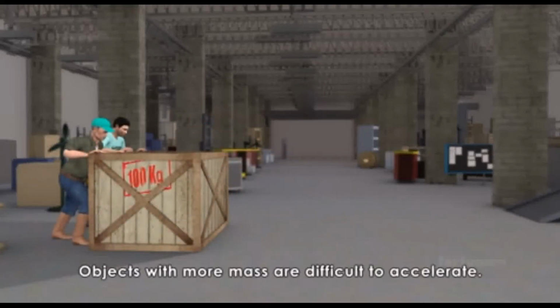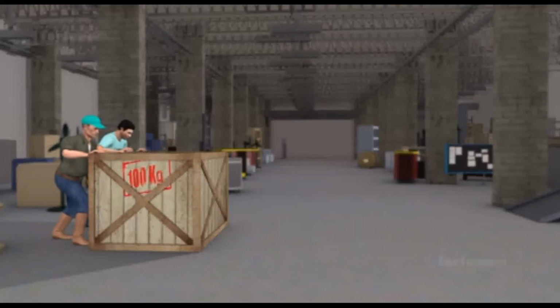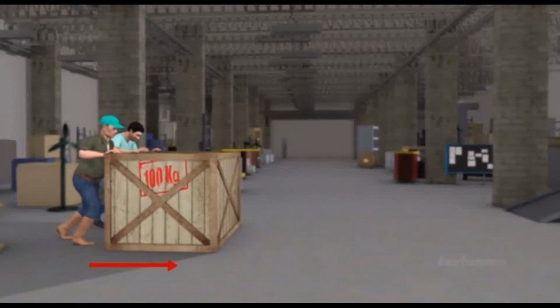Objects with more mass are difficult to accelerate. If you both attempt to push a crate of 100 kilograms, which has more mass, the acceleration will be less.